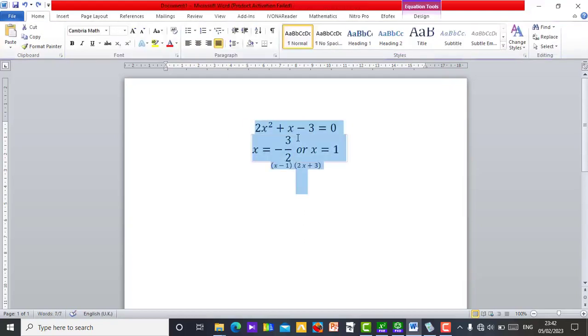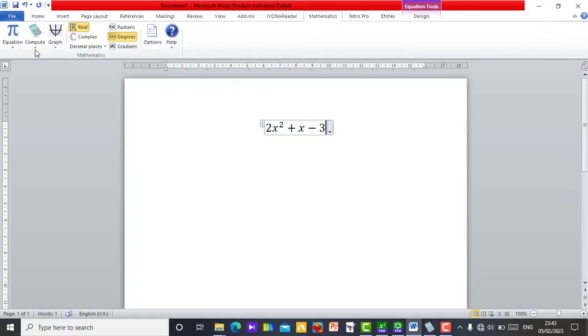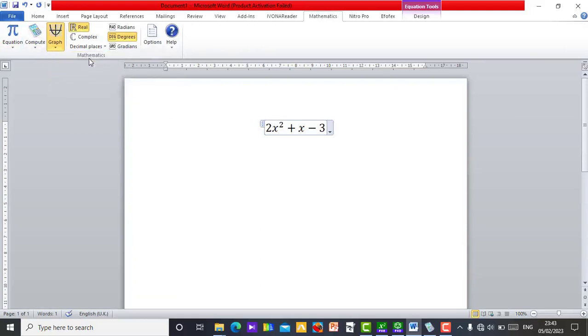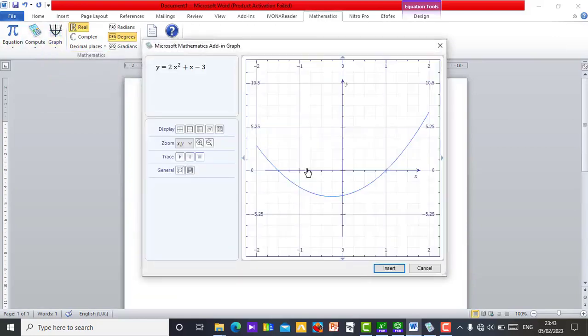Okay, let's say this one I plotted before. This one we solved. For example, I want to plot this graph. All right, as you are here now, go to mathematics. Under compute, you can see graph. Click on graph. You see 3D plot, 2D plot. But I need a simple 2D plot. You see the graph will come out. So this is the graph.